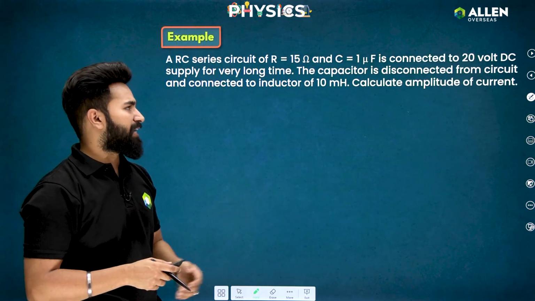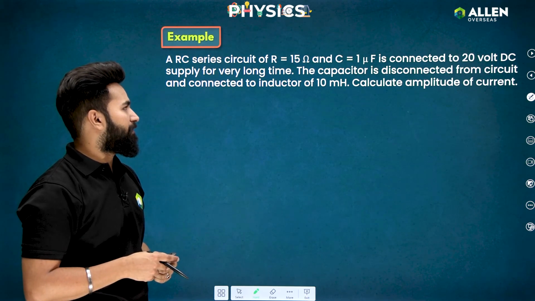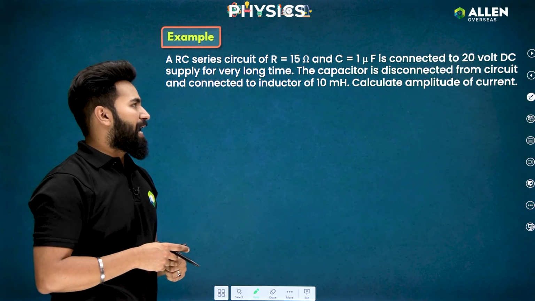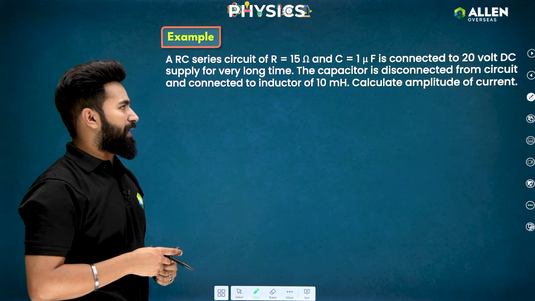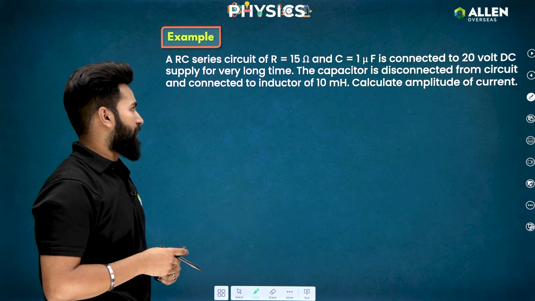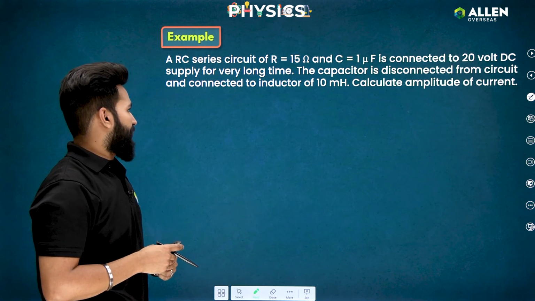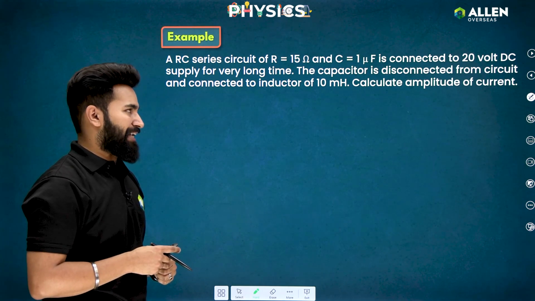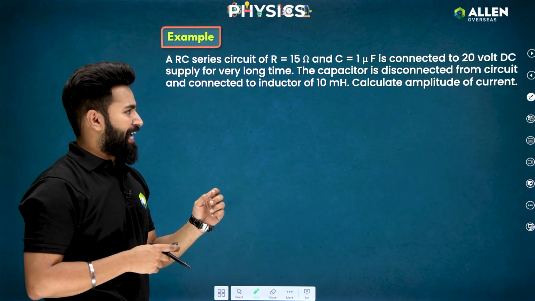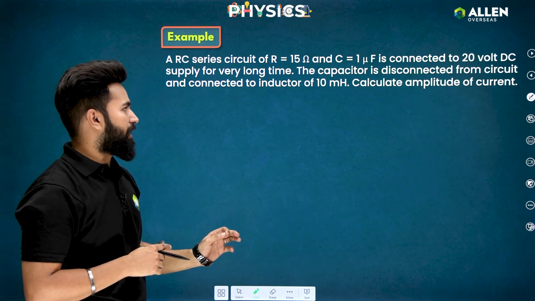Okay. So let's see one example on this. An RC series circuit of resistance 15 ohm and capacitance 1 microfarad is connected to a 20 volt DC supply for a very long time. The capacitor is disconnected from the circuit and connected to an inductor of 10 millihenry. Calculate the amplitude of the current. We have to calculate simply the amplitude of the current.